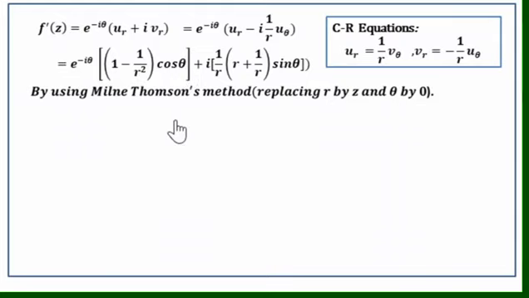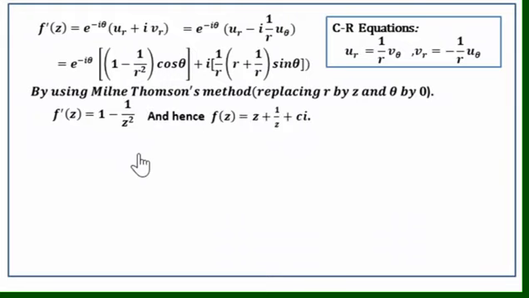So we get f dash of z equal to e power 0, which is 1, then 1 minus 1 by z square into cos 0. Cos 0 is 1, so it becomes 1 minus 1 by z square, plus i into, since theta equals 0, sin theta equals 0, this entire term becomes 0. So f dash of z will be 1 minus 1 by z square. Then to get f of z, we integrate both sides with respect to z.